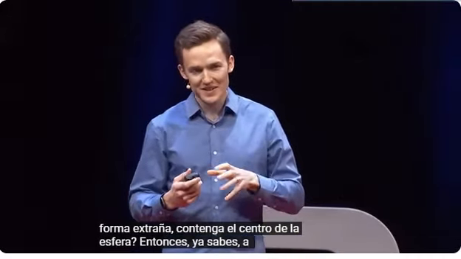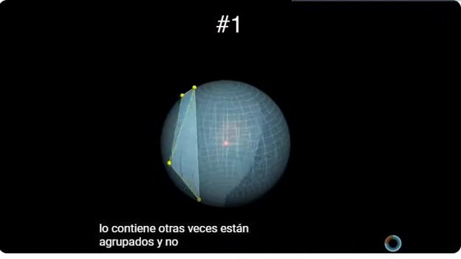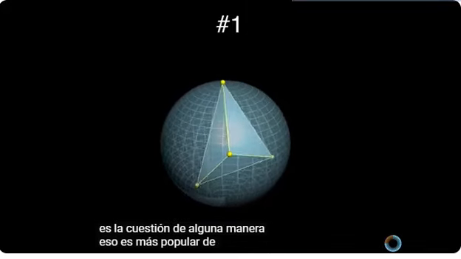The question is, what is the probability that this tetrahedron, this weird shape, contains the center of the sphere? So, sometimes the 4 points are kind of on opposite sides and it contains it. Other times they're bunched up together and it doesn't. That is it. That is the question. Somehow that's more popular than neural networks, right?